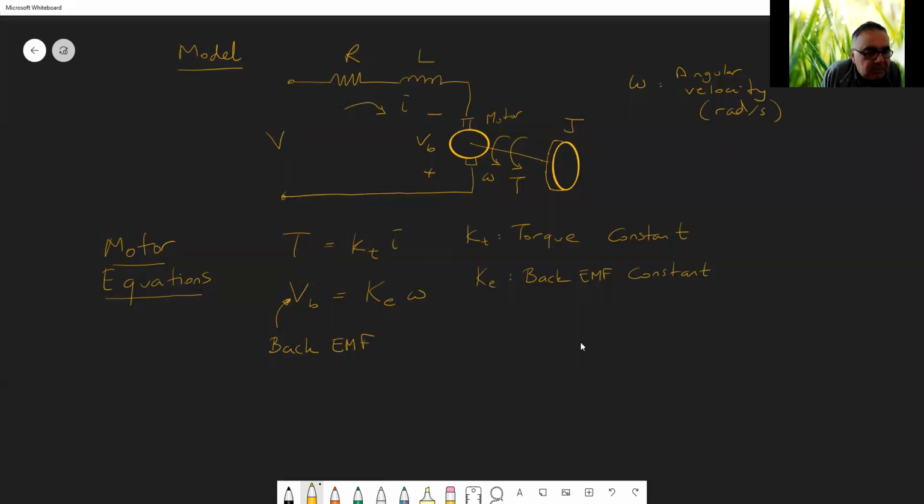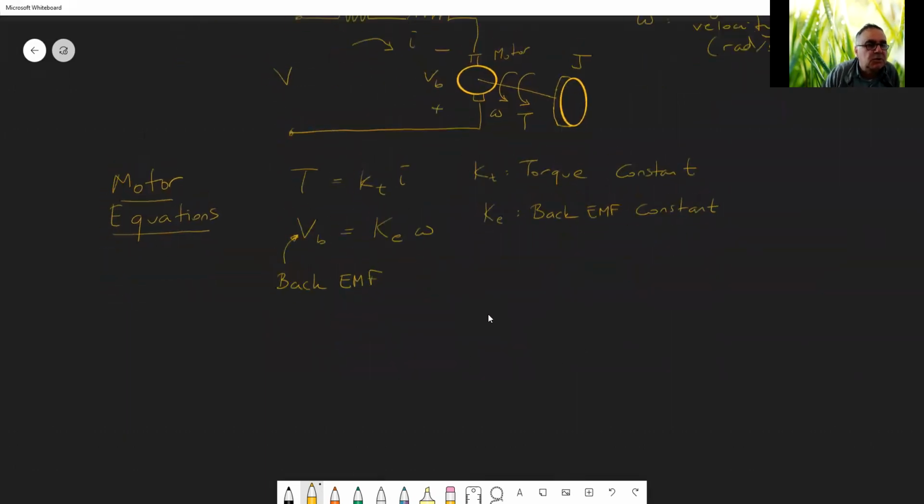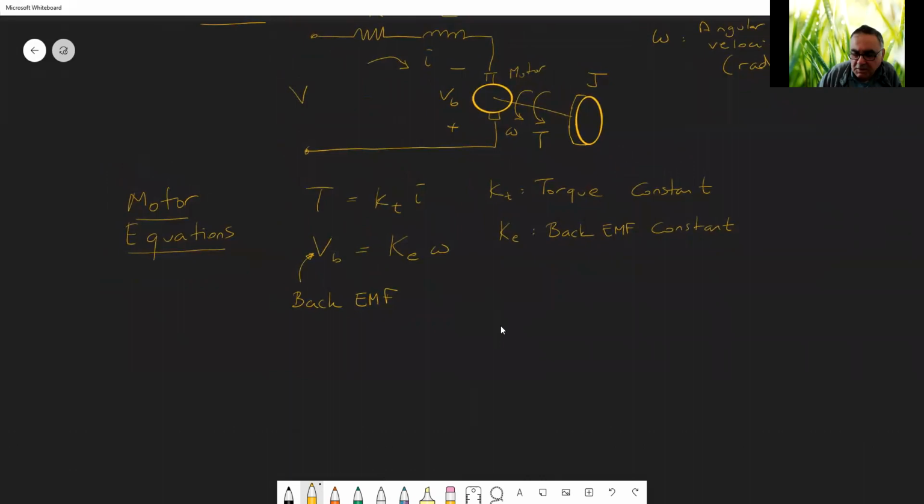So these are the motor equations, but we are not done yet. These are the static equations. We have to write the mechanical and electrical equations, and as you see, they will be coupled to each other. The electrical equation for the circuit of the motor is as follows.